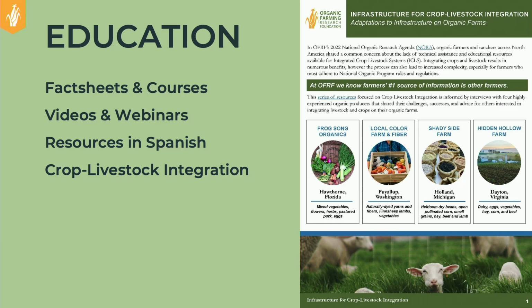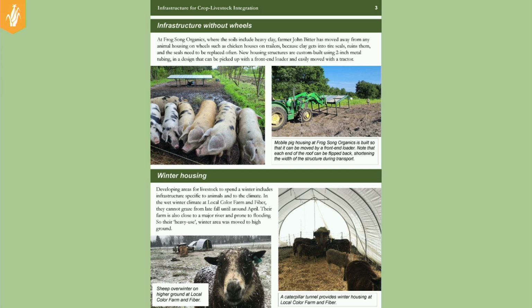They all told us, hey, something that's really important about crop livestock integration is the infrastructure that you have. It's key. So we made a PDF about it. And just to further drive in that point, this is page 3 of that. Again, we didn't decide that infrastructure without wheels would be important for anybody. John Bitter in Florida talked about how that was crucial for them.